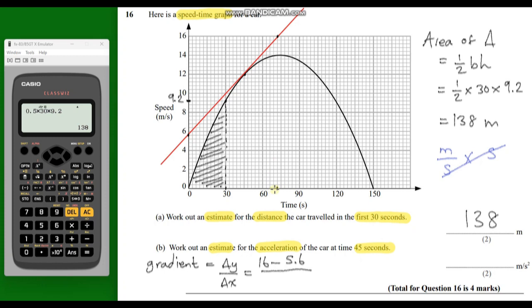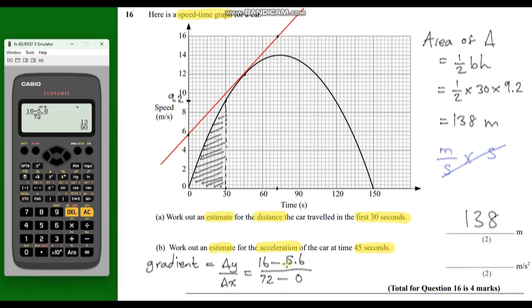And then our change in x, well, this point here is this point. We need to work out what this point is. So there are 10 squares between 60 and 90. That means each square is worth 3 seconds. So we've got 60, 63, 66, 69, 72. Yep, that's 72. So it's going to be 72 minus, well, this is just 0. We're on time equals 0 there. So I'm just going to type all of this into the calculator. So we've got 6 minus 5.6, and then all of that is over 72.